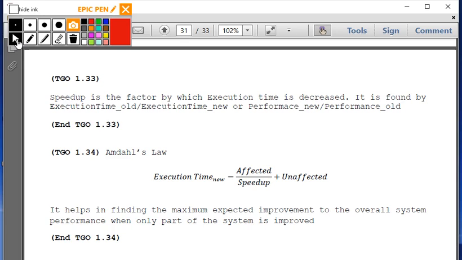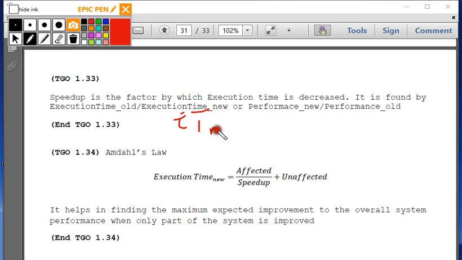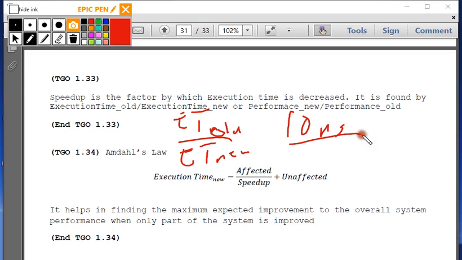So we have this concept of speed up, which is the factor by which execution time is decreased. It is found by execution time old over execution time new. You can write ET old over ET new. So basically, if I had a computer that was running in 10 nanoseconds and it ran in 8, the factor is going to be 5 over 4, which becomes 1.25.